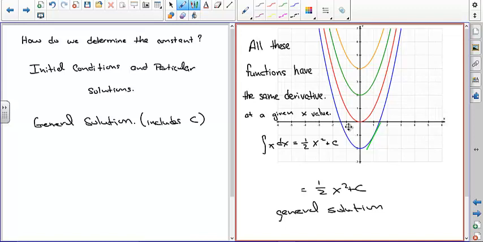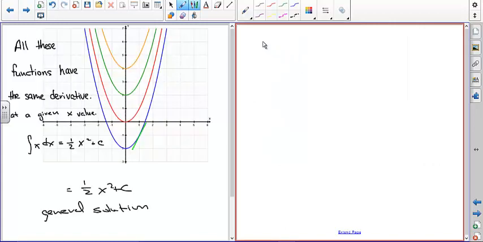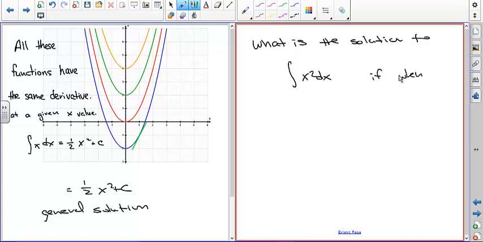So all you have to do is specify anything. I could specify y equals 0, x equals -2 to fit on this curve, or I could specify this point. A lot of times we do it at x equals 0. So the way I would answer this question, I would say, what is the solution to the integral of x squared dx if when x equals 1, y equals 4.